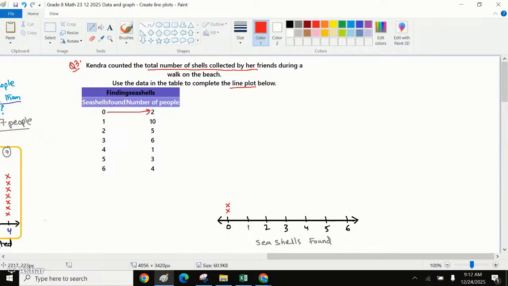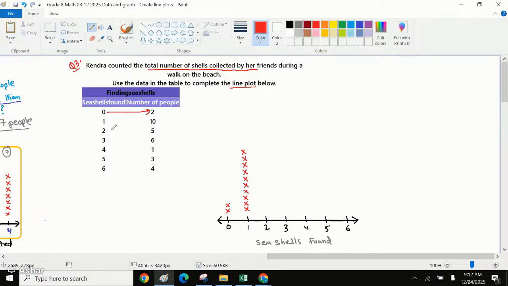That means 2 people found no shells. Then 1 shell was found by 10 people. 1, 2, 3, 4, 5, 6, 7, 8, 9, and 10.